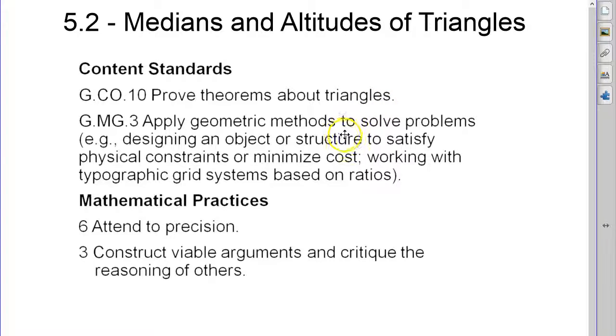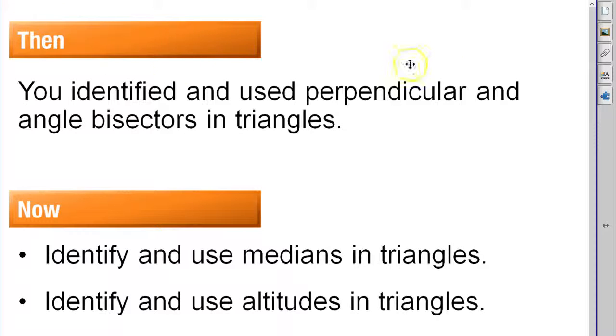We have two specifically in this chapter. And then using geometric methods to solve problems using constructions and everything like that. We'll do the more construction stuff a couple days from now, but we'll come back to this. So you've used perpendicular and angle bisectors in triangles. Now we're going to use something called a median and the altitude of a triangle. And the altitude you already kind of know about, you just haven't called it an altitude before.